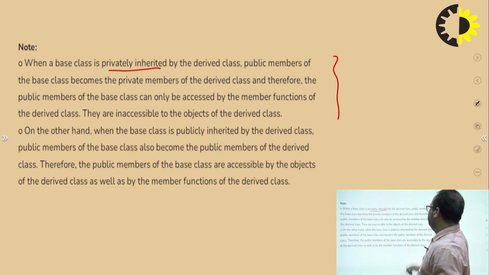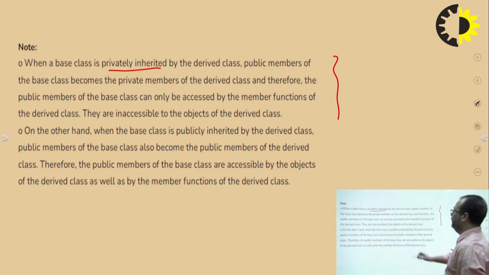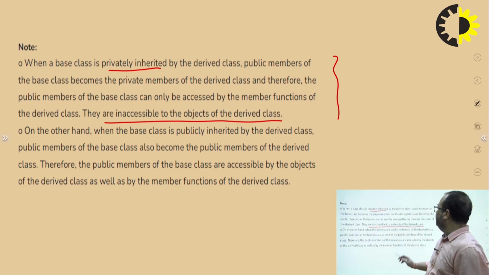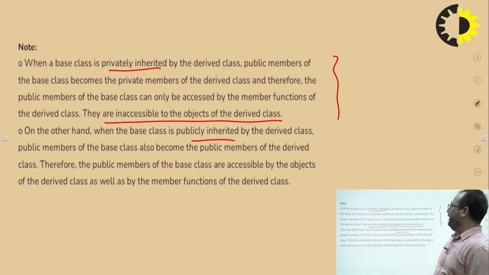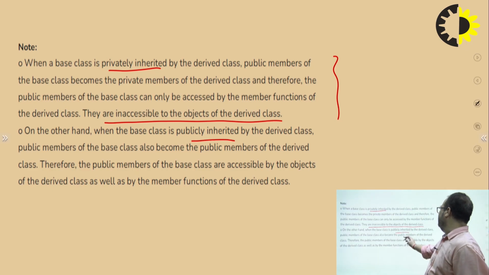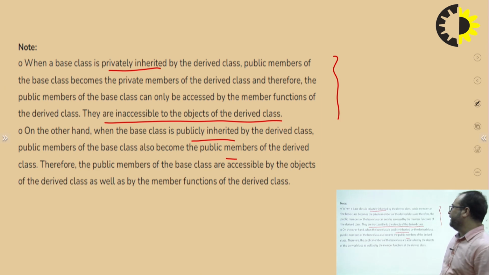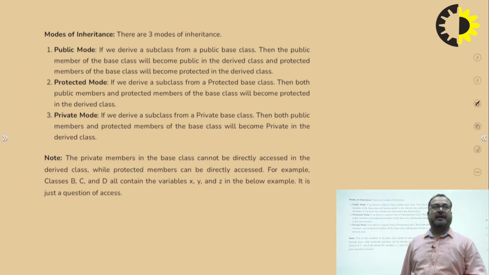So they are inaccessible to the object of the derived class. On the other hand, when the base class is publicly inherited by the derived class, the public members of the base class also become public members of the derived class. Therefore, the public members of the base class are accessible by the object of the derived class as well as the member functions of the derived class. This is very important.